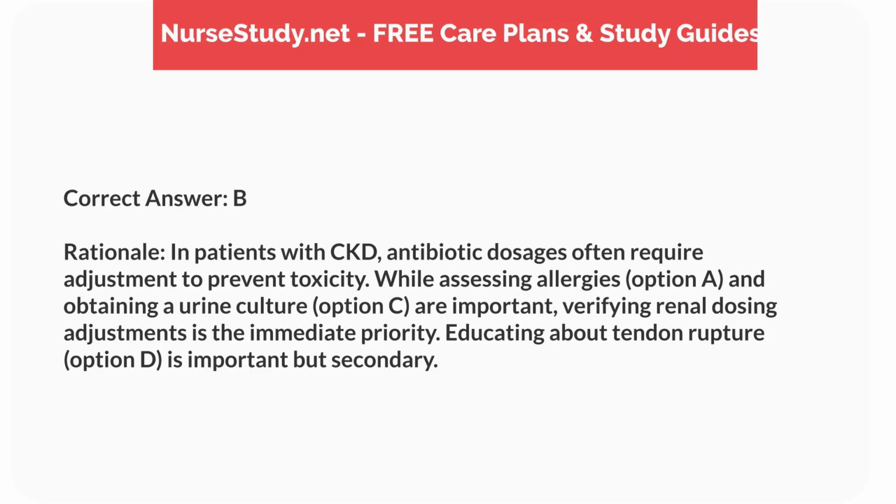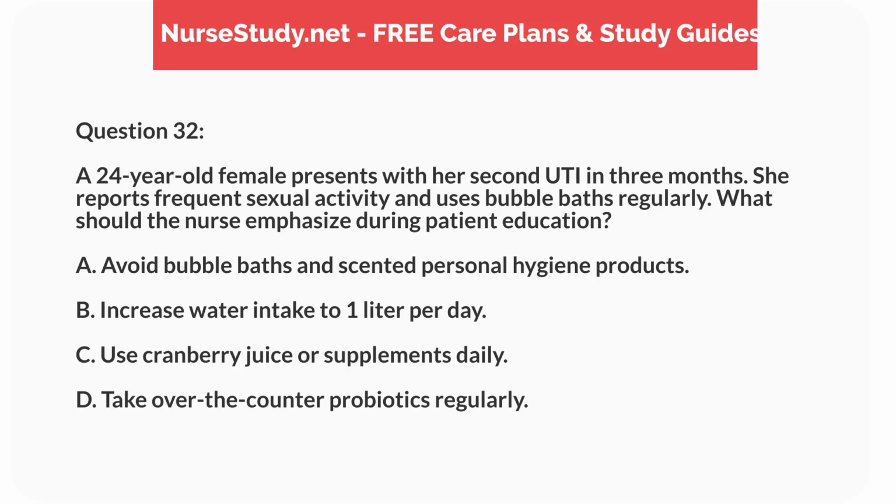Correct answer, B. Rationale: in patients with CKD, antibiotic dosages often require adjustment to prevent toxicity. While assessing allergies, option A, and obtaining a urine culture, option C, are important, verifying renal dosing adjustments is the immediate priority. Educating about tendon rupture, option D, is important but secondary. Question 32. A 24-year-old female presents with her second UTI in 3 months. She reports frequent sexual activity and uses bubble baths regularly. What should the nurse emphasize during patient education?